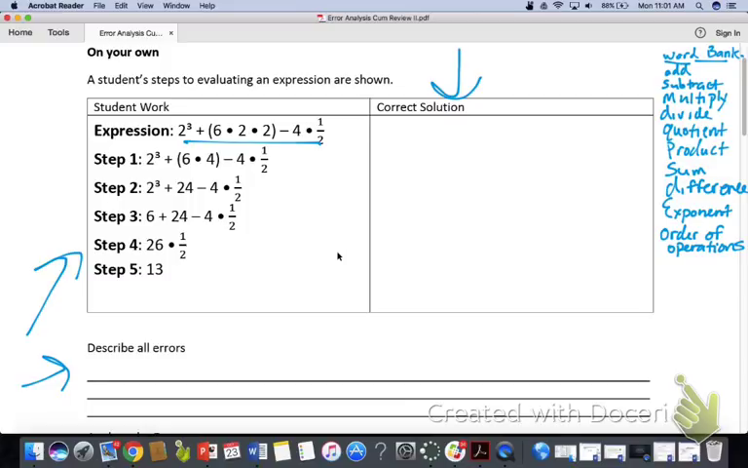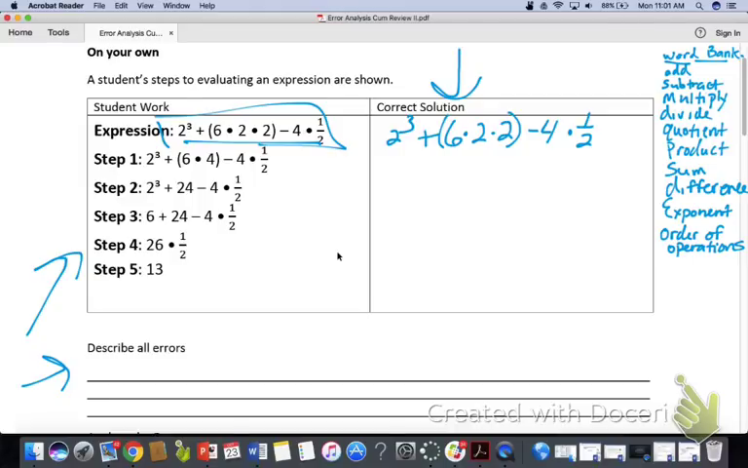So I'm going to get started on showing you how you would do these. First thing, you always do the actual question first. You can't tell what an error is until you know what the correct answer is and how to do it. So we're going to take that expression and move it over here, which is 2 cubed plus, in parentheses, 6 times 2 times 2, minus 4 times 1/2. We're going to solve this question first on our own.